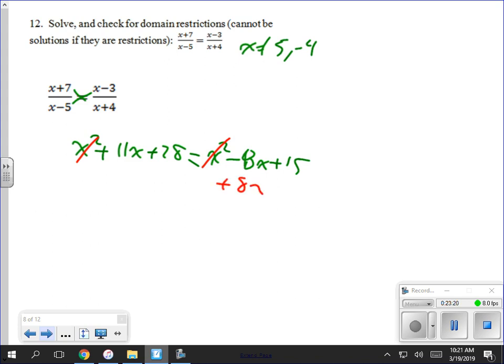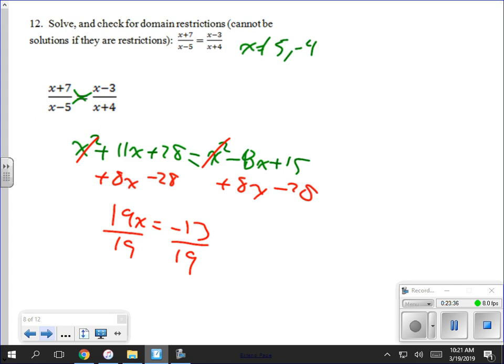I add 8x and subtract 28. And I get 19x equals -13. Divide by 19. X equals -13 over 19. And that is not 5 or -4, so that's my answer. Really easy. I love it when something cancels like that, when the x squareds cancel. Oh, that makes it so nice.